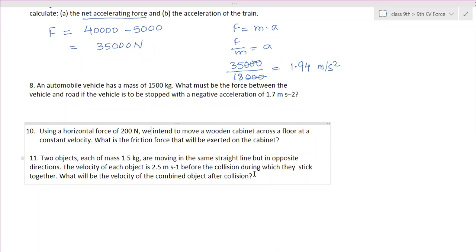Ma'am, can you again explain the 10th question? The 10th question is the horizontal force. If you are applying 200 Newton to make it move, how much was the frictional force on that cabinet? It was 200 Newton. That's the reason you are applying 200 Newton force, right? So 200 Newton is the frictional force, minus 200 because it is in the opposite direction. Ma'am, in the 10th question there is no calculation, just minus 200 Newton? Yes.